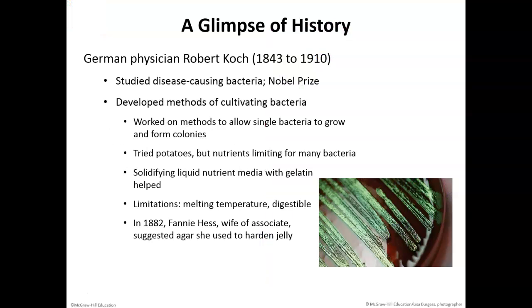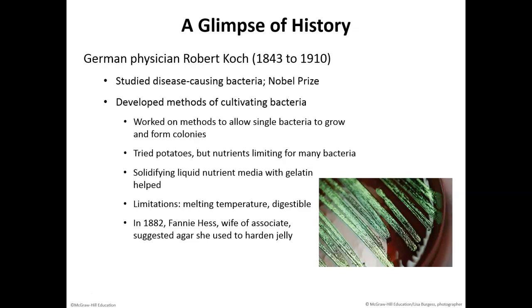So remember from chapter 1, we talked about Robert Koch, and he's the individual who determined that there were bacteria that caused specific diseases, and you could identify the disease-causing bacteria using his postulates, and we still use those postulates today. In doing this, he had to be able to develop methods to grow colonies of bacteria from single cells.